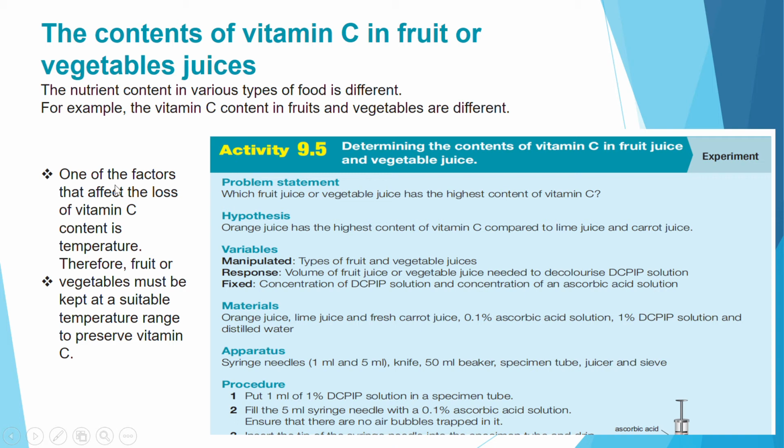Okay, so one of the factors that affect the loss of vitamin C content is the temperature, and therefore fruit or vegetables must be kept at suitable temperature range to preserve the vitamin C. That's why it is not encouraged for you to overcook. If you overcook, that means temperature is very high, and mostly all the vitamin C cannot be preserved, right? It is gone.